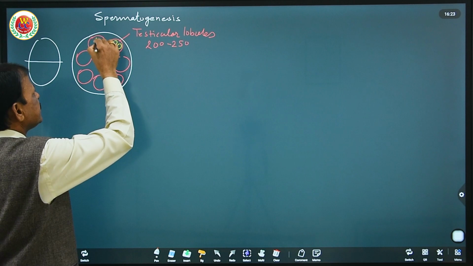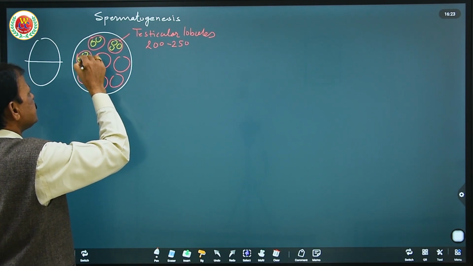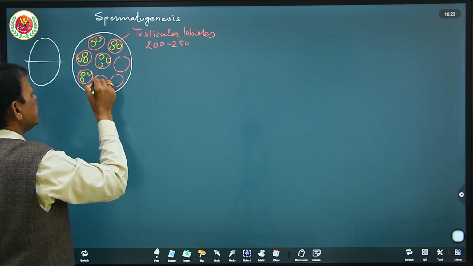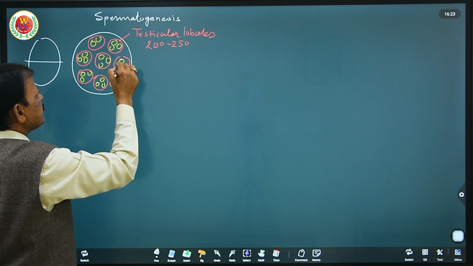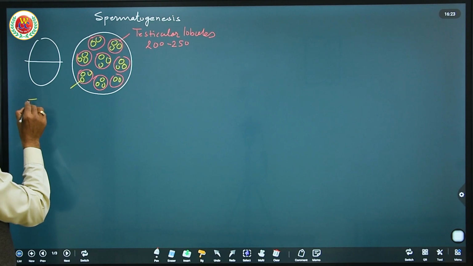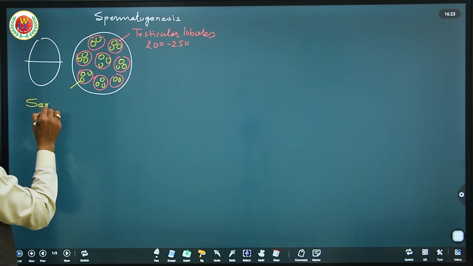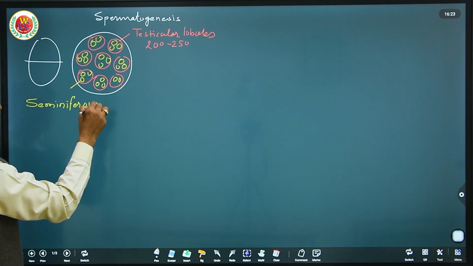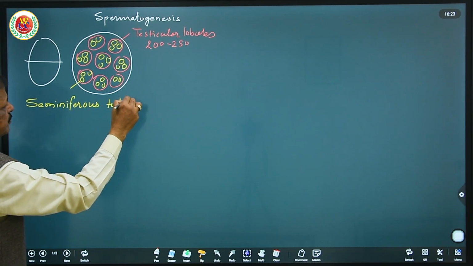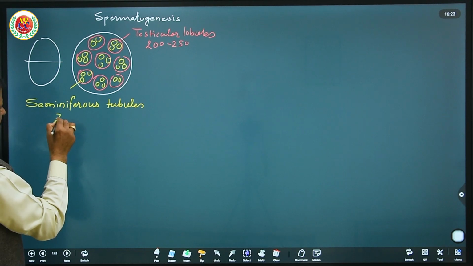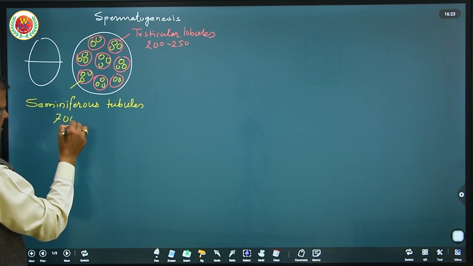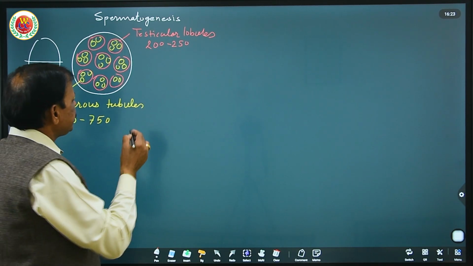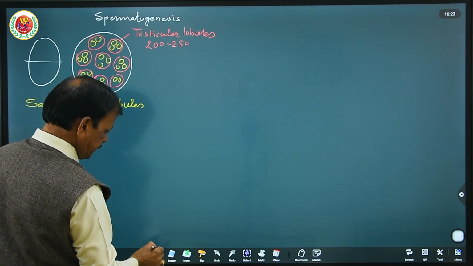What do the testicular lobules consist of? 2 to 3 seminiferous tubules in each testicular lobule. So how many seminiferous tubules are present in each testis? Around 700 to 750.